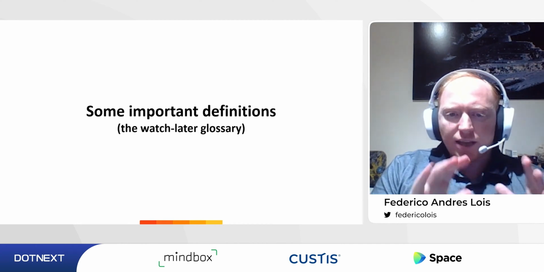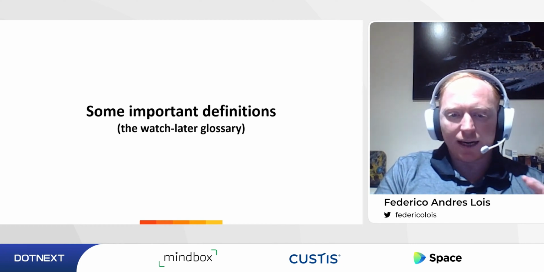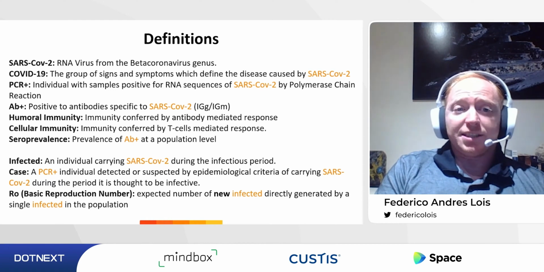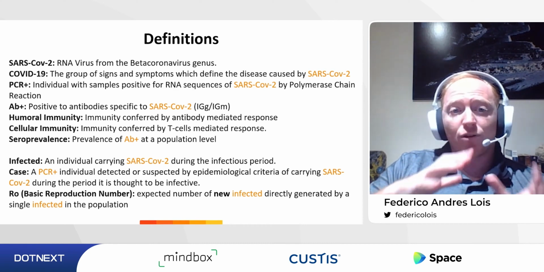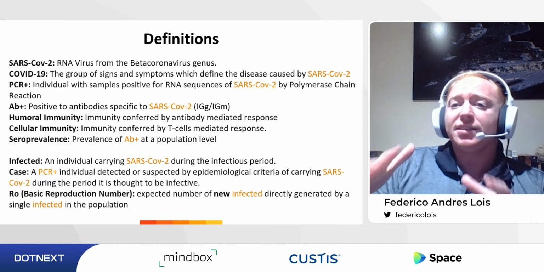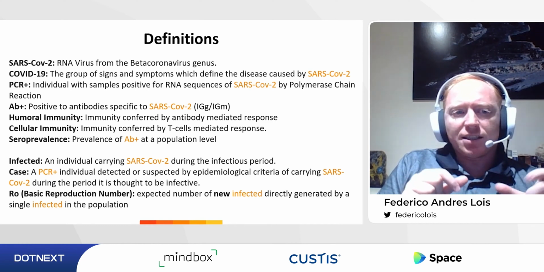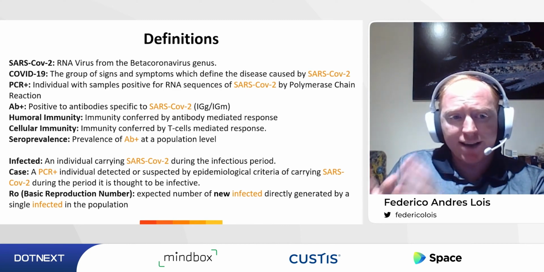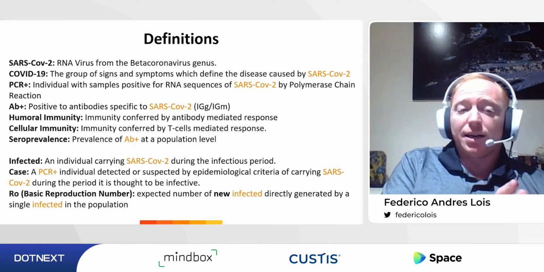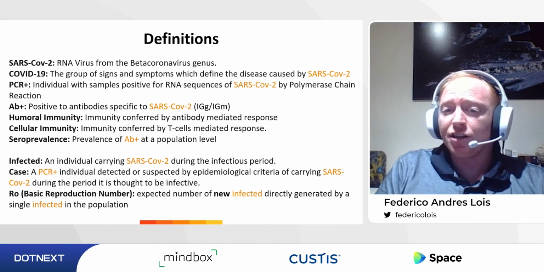We are going to be giving some important definitions here. Some I said before, but I want them to be available here for you, so you can look at them in case you need it. We are going to be talking about SARS-CoV-2, which is an RNA virus from the beta coronavirus genus, and we're going to be separating that from COVID-19, which is the group of signs and symptoms which define the disease caused by the virus. We are going to be talking, and this is important, of PCR positives. PCR positives are individuals with samples positive for RNA sequence of SARS-CoV-2 by polymerase chain reaction, which is entirely different to being antibody positive, which is being positive to antibodies specific to SARS-CoV-2, either IgG or IgM.